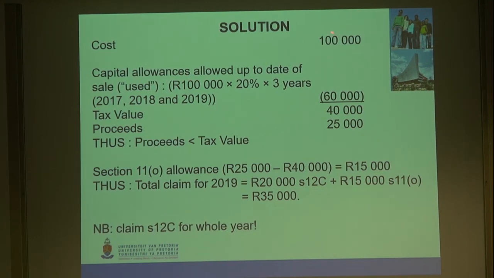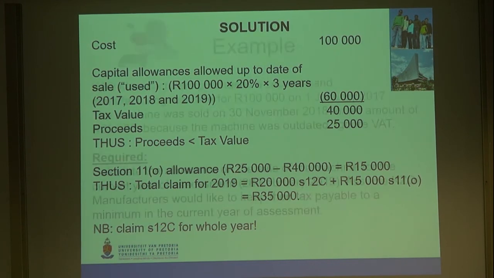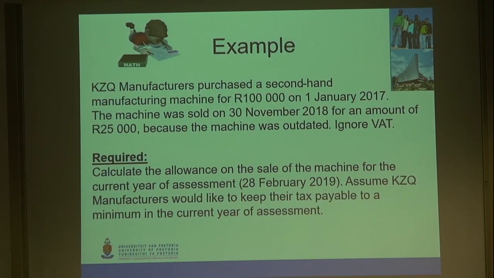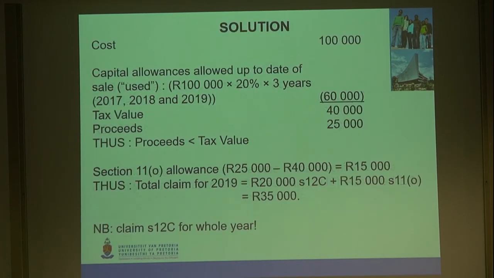Initial cost was 100,000. You'll remember this was a second-hand machine, which we purchased 1 January 2017. So 28 Feb 2017, sorry, 2018 and 2019, we're going to claim allowances. Second hand, so we're claiming 20% per year. Okay, so it's 20,000 Rand per year. I've just done it in one calc. So for 3 years, we would have claimed a total of 60,000 Rand. So the machine's tax value is 40,000 Rand.